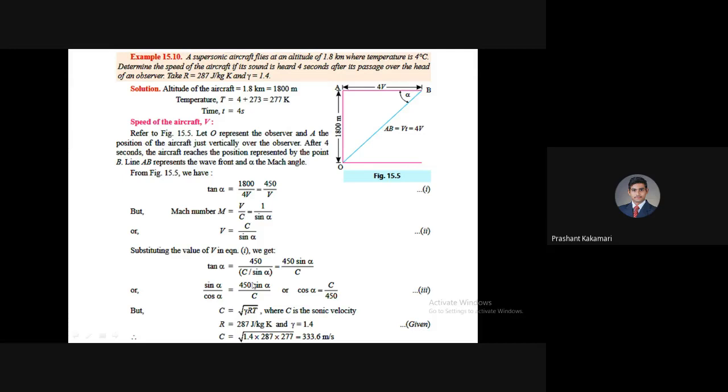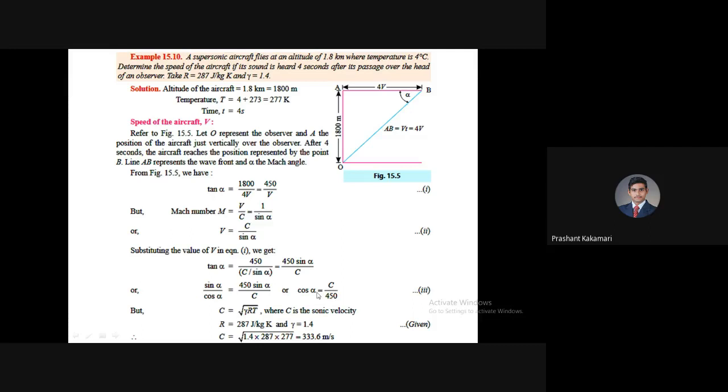To cancel that sine value, they have taken tan alpha again as sine by cos. Sine alpha by cos alpha equals 450 sine alpha by C. So you can cancel sine and sine here, and we are left with cos alpha equal to C by 450. So C is what? 333.6.